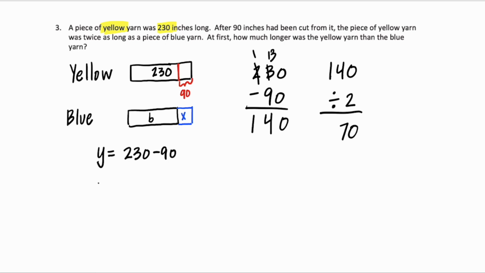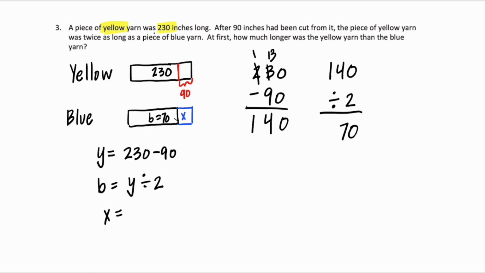So again, to get the blue, I did 140, or whatever Y was, right? We didn't know Y initially, or Y after it was cut. I divided that by 2. Now I know that B is 70. Well, that still doesn't answer my question of what this extra part is. So in order to get that X, I'm going to subtract.